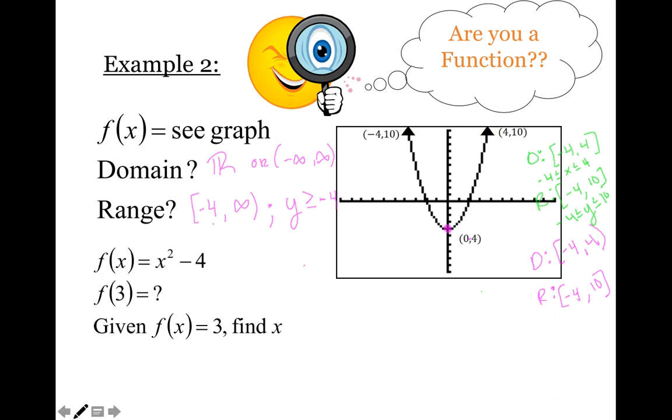So let's go back to the original one. The equation of this parabola is x squared minus 4. If we want to figure out what f of 3 is, we're going to substitute that in and show it. So this is going to be 9 minus 4, so we're going to get 5.